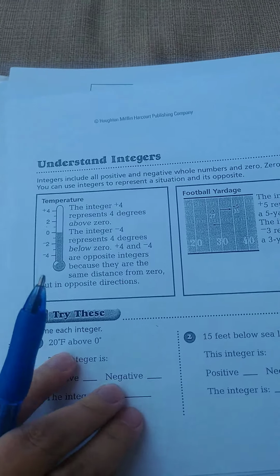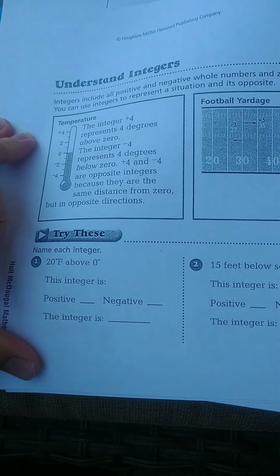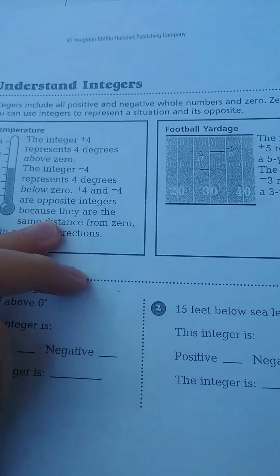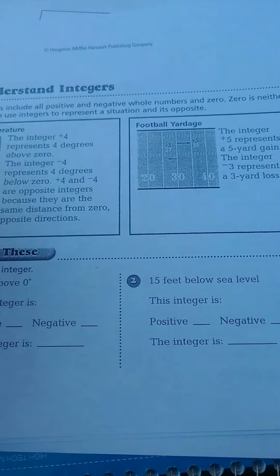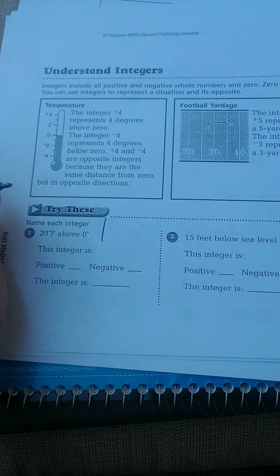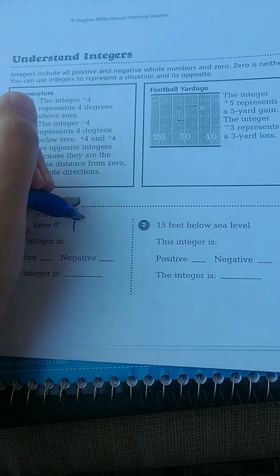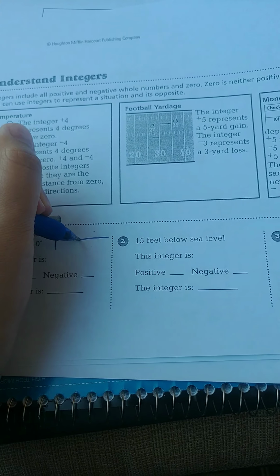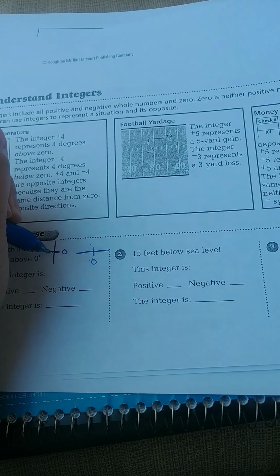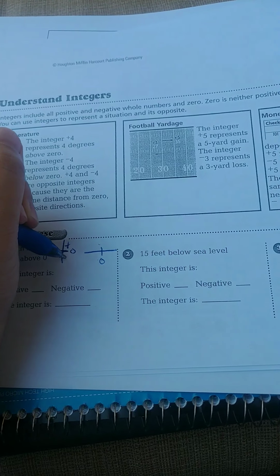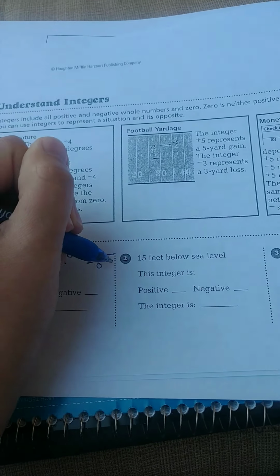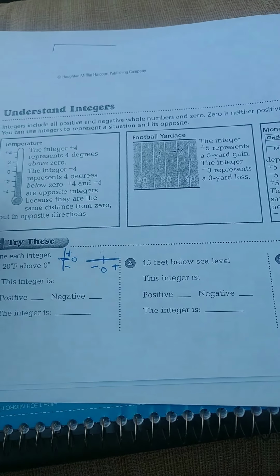So if we look at the first one, it says 20 degrees Fahrenheit above zero. If we look at a number line, we have a vertical number line where this is 0, and then we also have a horizontal number line where 0 is in the middle. Anything above is positive, anything below is negative. Anything to the left is negative, anything to the right is positive.